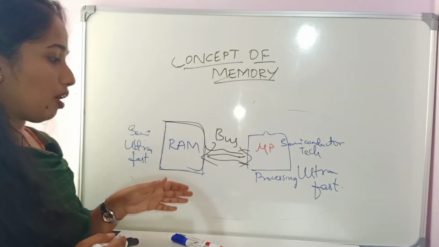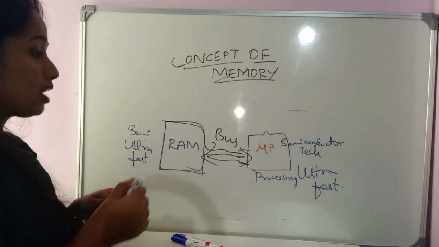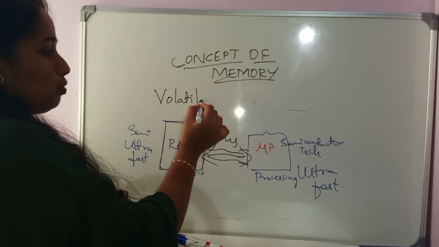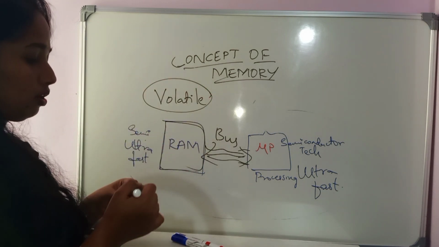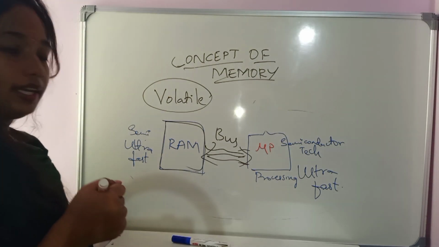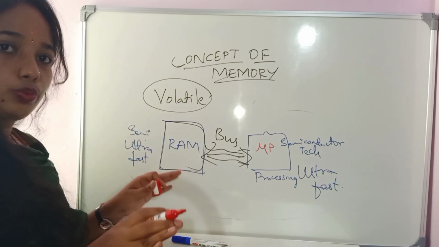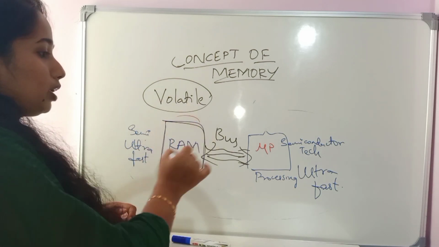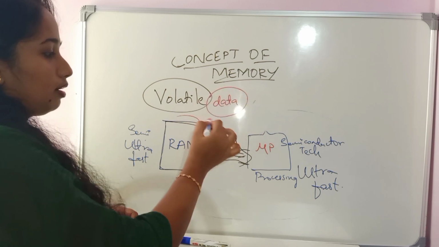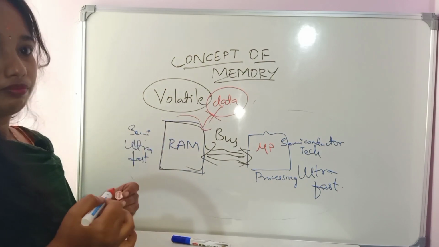Later they found that any memory built on semiconductor technology becomes volatile. So what do we mean by volatile? Volatile devices are devices which will hold the data only as long as there is a constant power supply. Once the computer is switched off, all the data will be erased from the RAM.